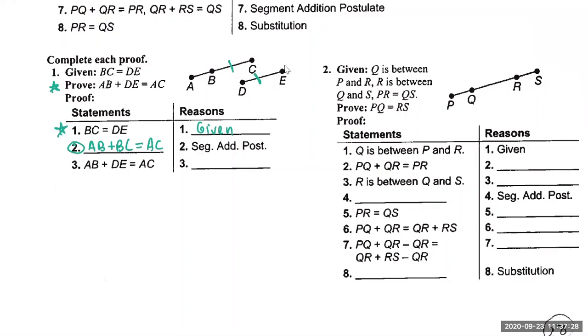And so Princeton noted that BC is BC here. BC is also equal to DE. So what we can do is substitute out this BC with DE. Plug that in, okay? What is another word for replace or plug in? What property allows you guys to do that?